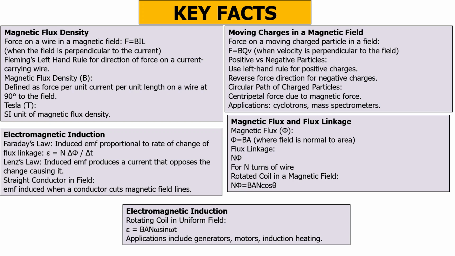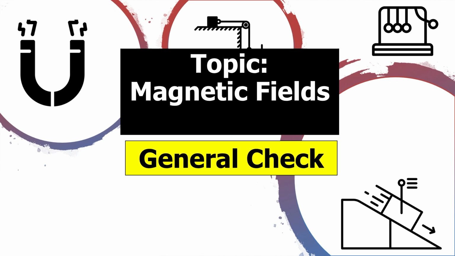For a straight conductor in a field, the EMF is induced when the conductor cuts through magnetic field lines. In terms of a rotating coil in a uniform field, the EMF is equal to BAN omega sine omega t, which is used in things such as generators, motors and induction heating. So let's have a look at a few questions to do with magnetic fields.